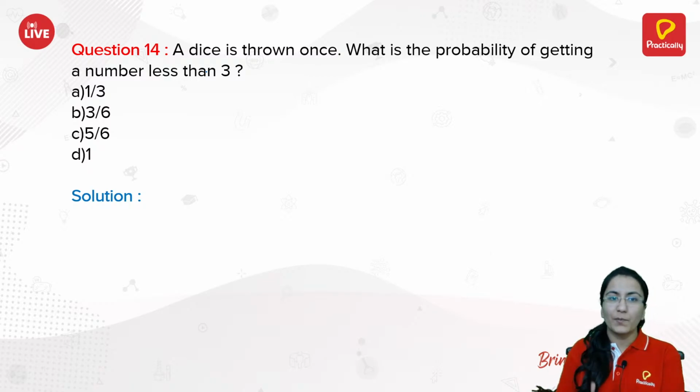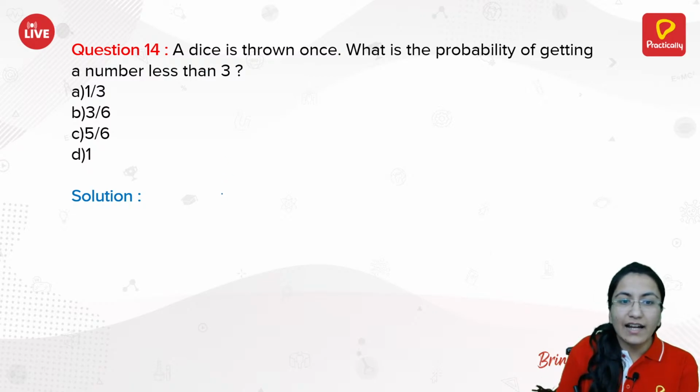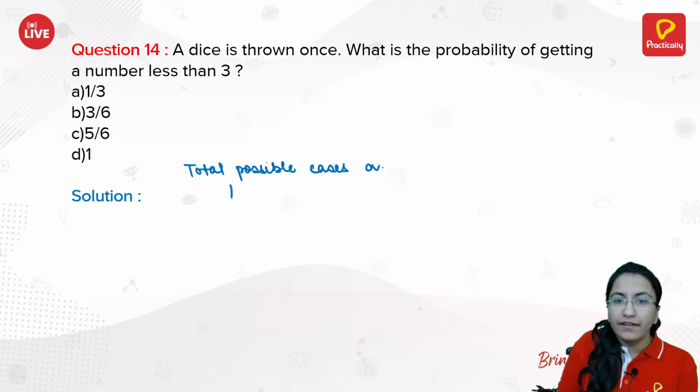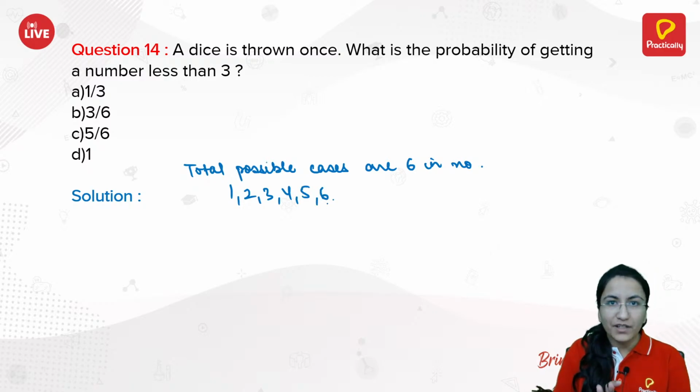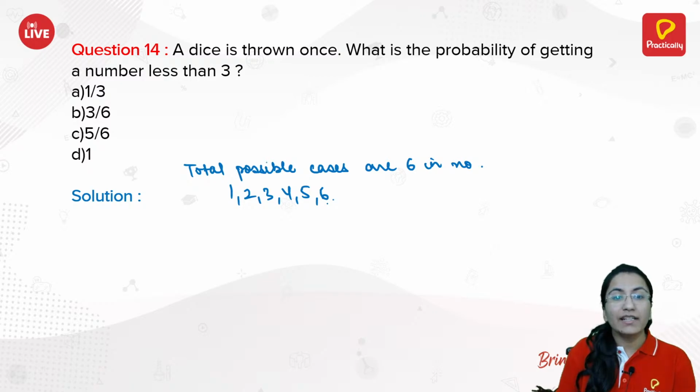Right, so we want a number which is less than 3. Read the question properly. You need a number less than 3, not equal to 3, right? So total possible cases are 6 in number. What are the cases? 1, 2, 3, 4, 5, 6. Out of these 6 numbers, any number can occur, right? You need a number less than 3. That means only 1 and 2 are the favorable cases.